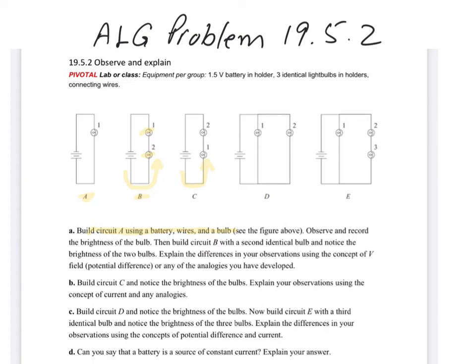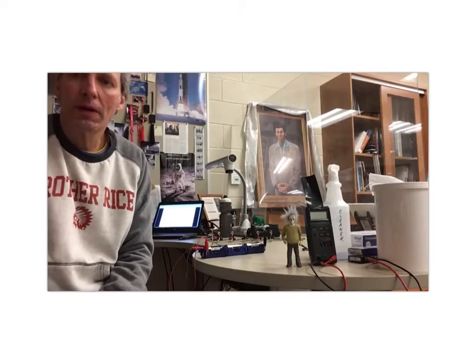Then we're going to have two bulbs in parallel with each other. As you see over here, that's going to be in step D, part C, down here. And we're going to check the brightness of the bulbs in parallel. And then we're going to build circuit E with a third bulb over on this side. So these two are going to be in series, and this one's going to be in parallel with those two, but it'll be all by itself. And then we're going to try to answer part D. Okay, so look for the video on the next page.